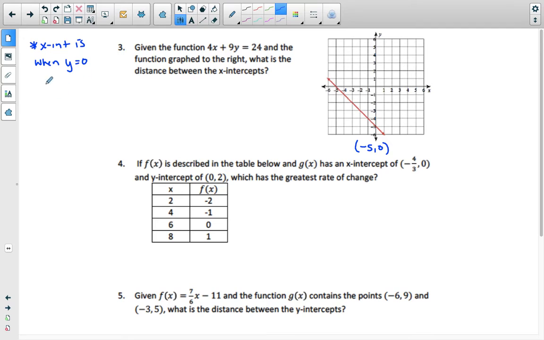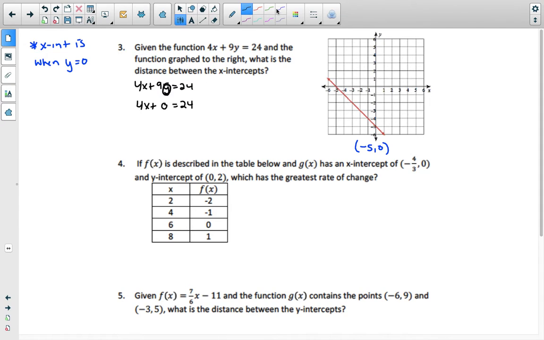Using this information, we don't have to graph anything. We don't have to put it in slope-intercept form. We can actually use this information of when y is equal to 0 to find our x-intercept. If we take this equation, 4x plus 9y equals 24, and we replace the y value with 0, we get 4x plus 9 times 0, which is 0, equals 24.